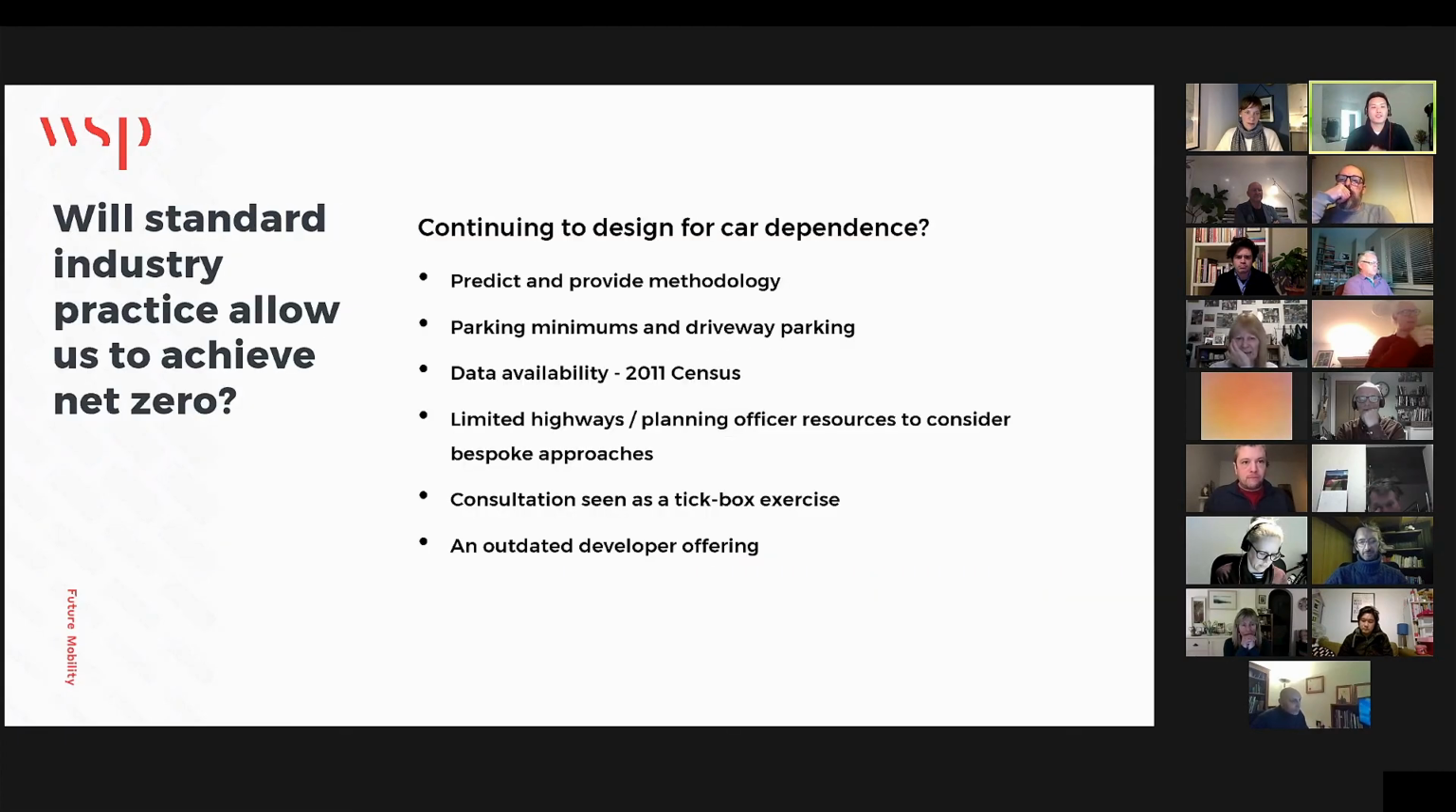So my question to you guys is, will the standard industry practice that we kind of adopt at the moment, will it help us to achieve net zero? I mean, we have the predict and provide methodology. Are we continuing to design for car dependence? So things like, as Katja brought up at the beginning, parking minimums, driveway parking, data availability. A lot of our decision making is done on census data, but that's from 2011. The world has moved on quite a lot since then.